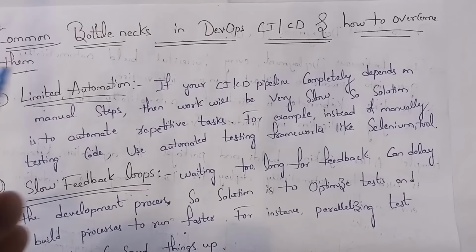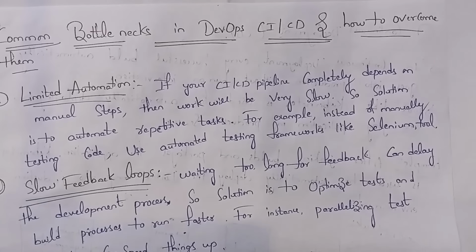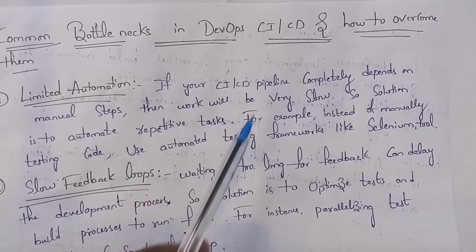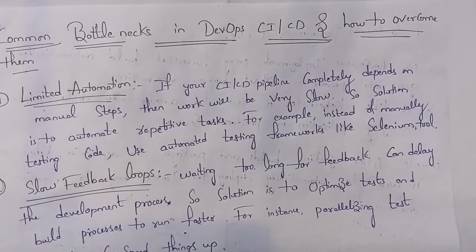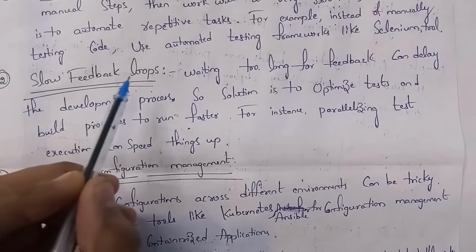Next, I will explain common bottlenecks in the DevOps CI/CD process and how to overcome them. And the first one is limited automation. Guys, if you perform continuous integration and continuous deployment manually by human beings, then it will take a lot of time. That is why in the DevOps CI/CD process, we will completely use various automation tools in order to perform all these operations automatically.